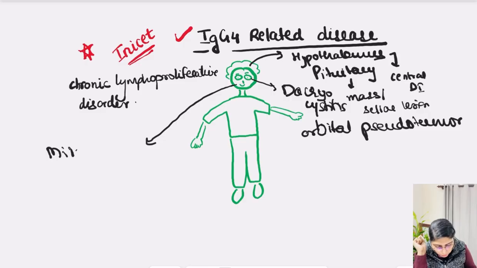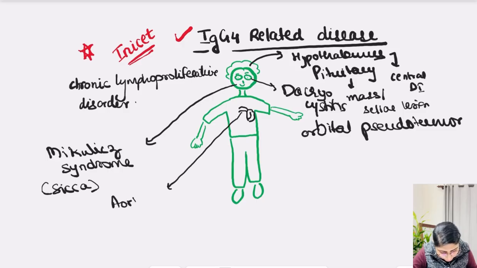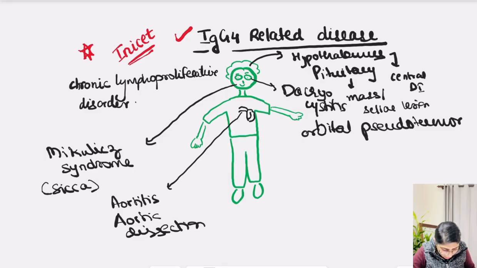Pseudotumor. Now we talk about salivary gland. So salivary gland involvement is known as Mikulicz syndrome, which can present like Sicca syndrome. So dry eyes, dry mouth, problems with secretions. So Mikulicz syndrome. If we talk about aorta, then aortitis, which can present with chest pain, and aortic dissection again can present with chest pain and a life-threatening presentation also. That can be there.